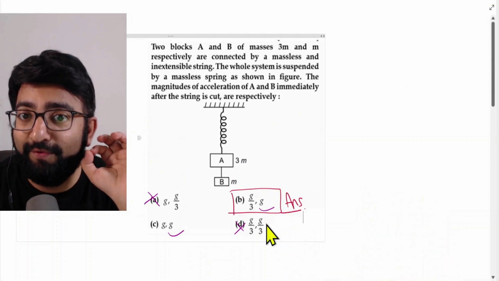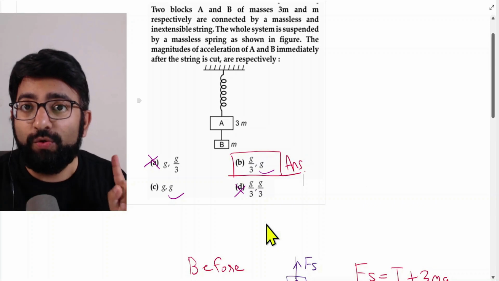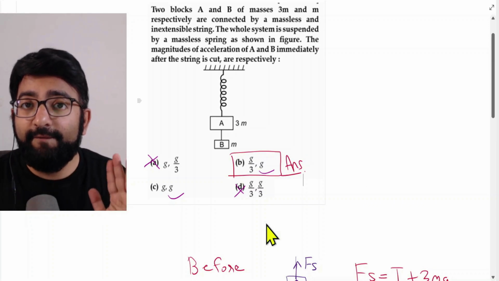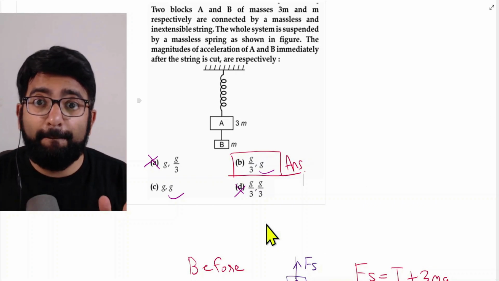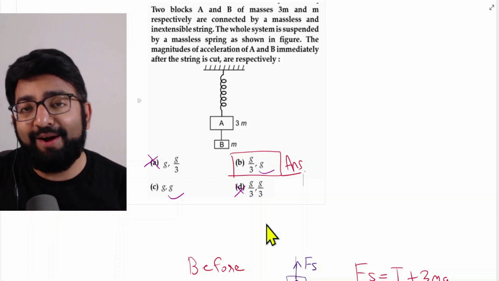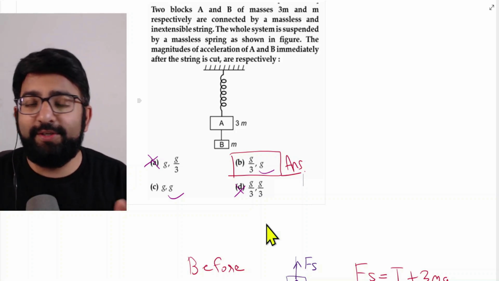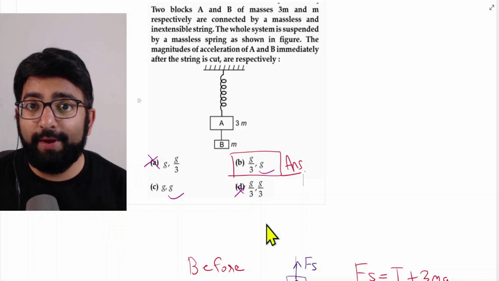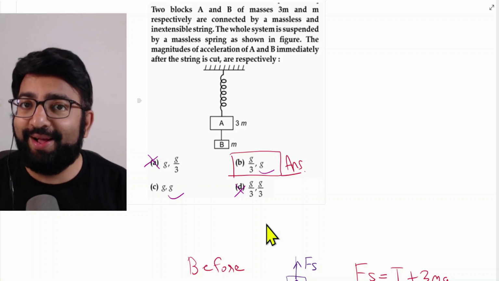And that is how we solve questions like this. Step number one is to draw the free body diagram, but we need to draw the force diagrams before the string is cut and after the string is cut. And then we just use Newton's second law, F is equal to ma, to figure out the individual accelerations.